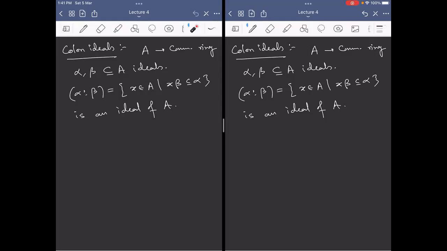Okay. So, for example, if you take 0 colon beta, I am writing it as a remark, then that is the set of all X such that X multiplied with any element of beta becomes 0. So this is named the annihilator of beta. The annihilator of beta is the set of all elements X such that X times any element of beta goes to 0.